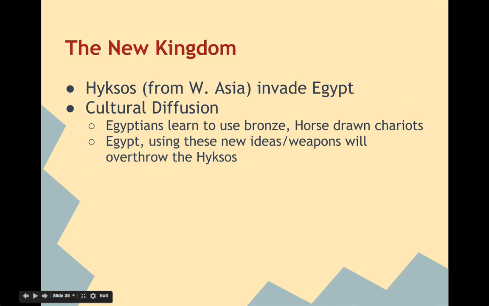When we talk about the New Kingdom, you have the Hyksos, who came from West Asia, and they end up invading Egypt. Now, with cultural diffusion, the Egyptians learned to use bronze. But the big issue that you need to understand is that the Hyksos are able to take over the Egyptians because the Hyksos have horse-drawn carriages, and the Egyptians are still using donkeys.